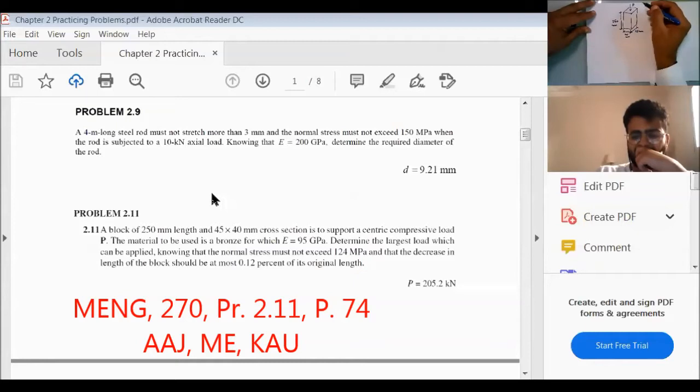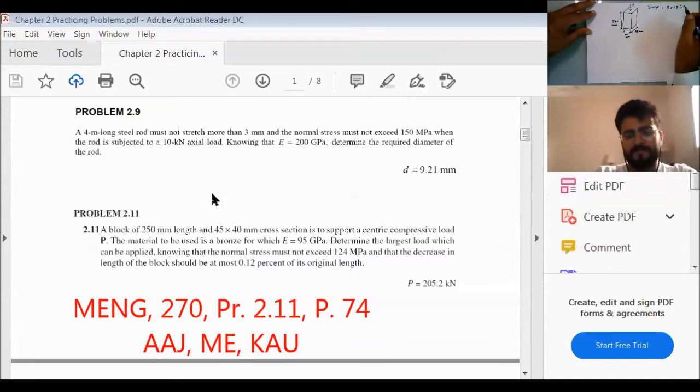Okay. The material to be used is bronze. Okay, this is a well-known material for a lot of applications, for which E is 95 gigapascal. Can someone remind me what was the E of steel? It was 200, from 190 to 210 gigapascal.